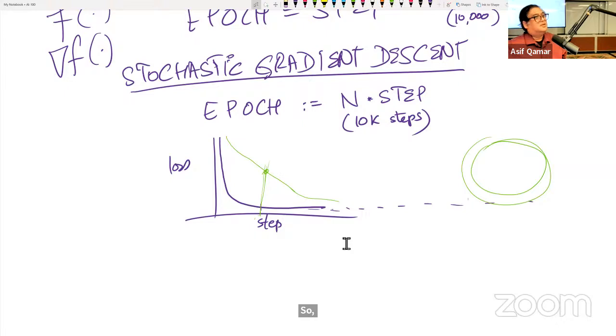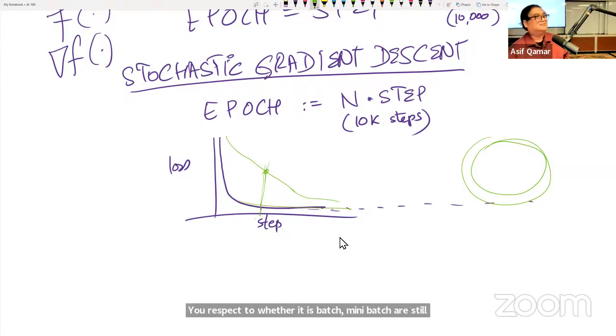So for stochastic gradient descent, you always do just one? No, you can do many. You should do many. So how many epochs should we do? Irrespective of whether it is batch, mini batch, or stochastic, you should look at the loss versus step graph and see when you are saturated, when you are flattening out. In fact, you have to be a little bit more careful.